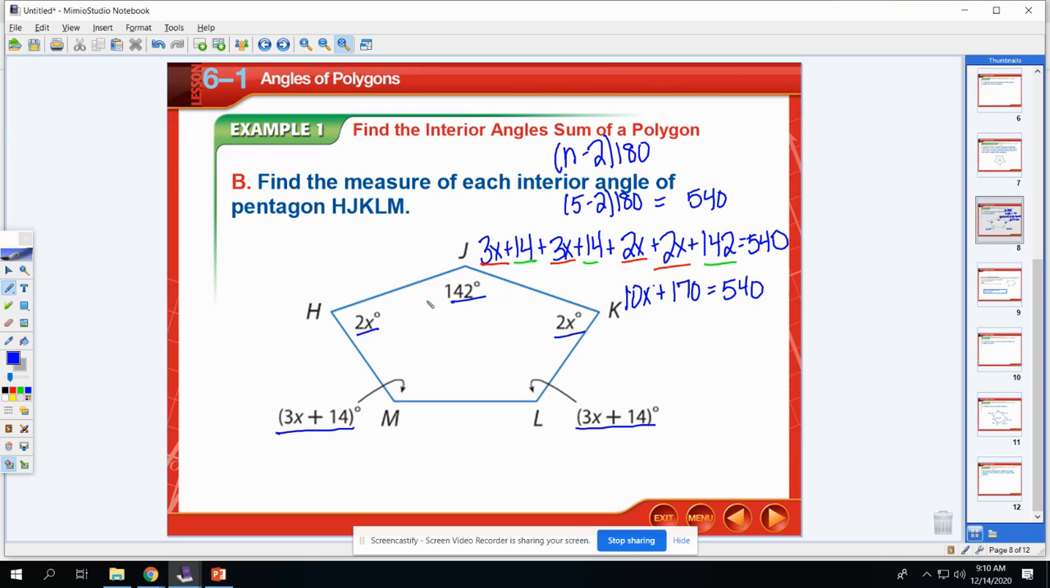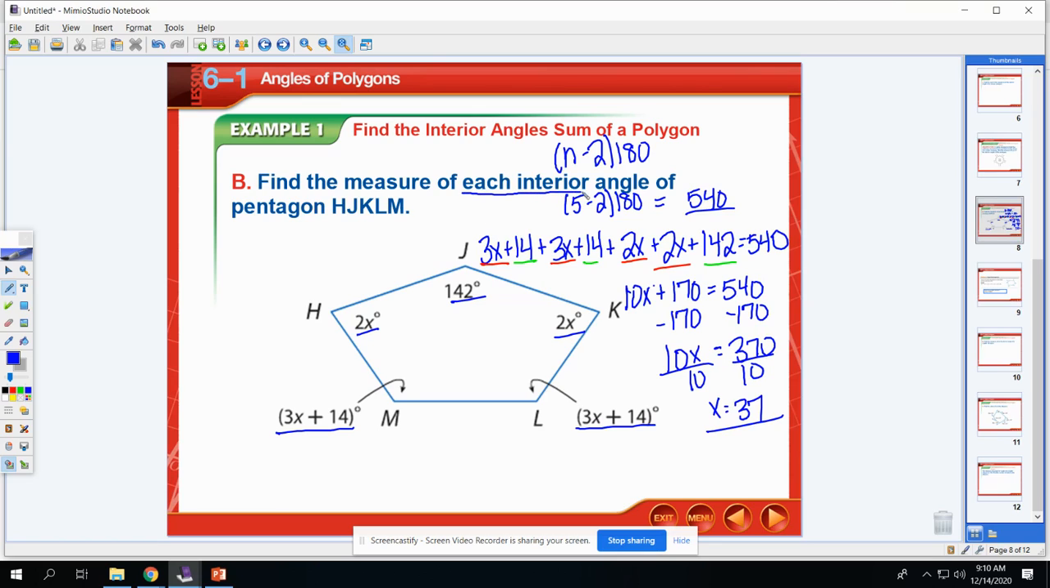So again, all we did here was we added up all of these angles. We set them equal to the total amount of degrees that we know is in this pentagon. So 10x plus 170 equals 540. Go ahead, subtract that 170 from both sides. When we do that, 540 minus 170 gives us 370. So 10x equals 370. Divide both sides here by 10. And we're going to get x equals 37. Okay, so we get x equals 37. That is not our answer, unfortunately.